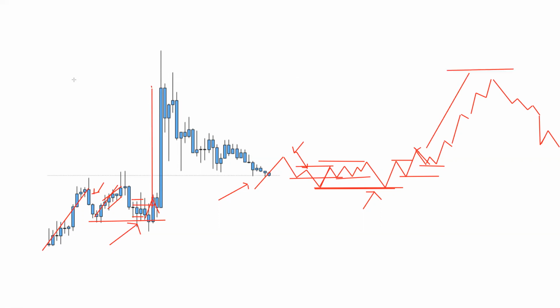Then he said price made a structural high, which is this information here. Then price continued to push down, which is this information here. Then he said price consolidated for a bit, which is this information here. And then he said price then continued to push down, which is this information here.